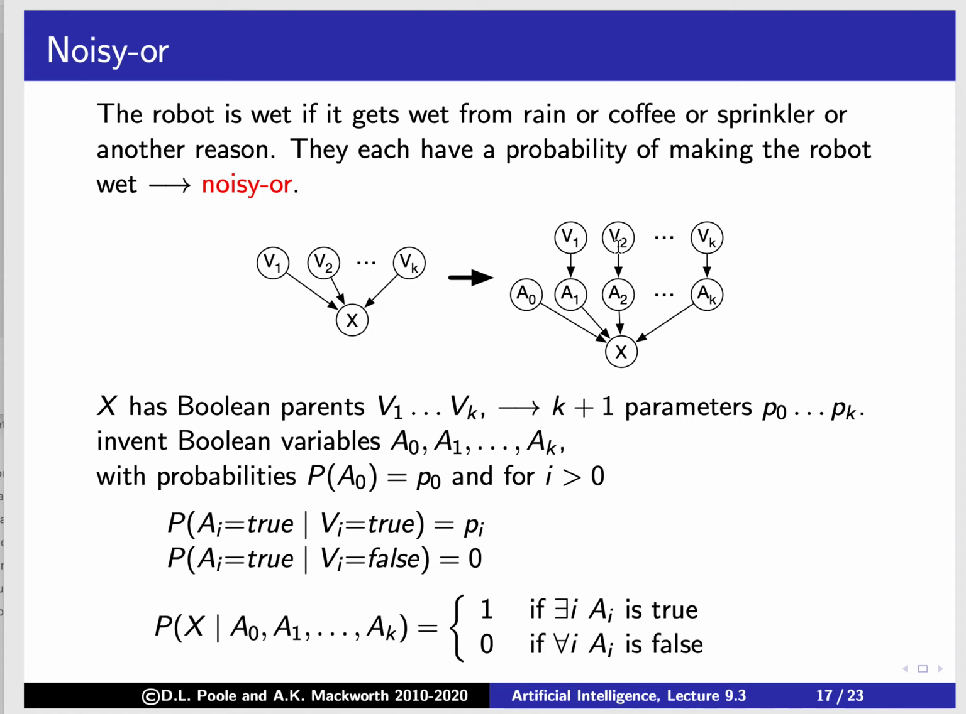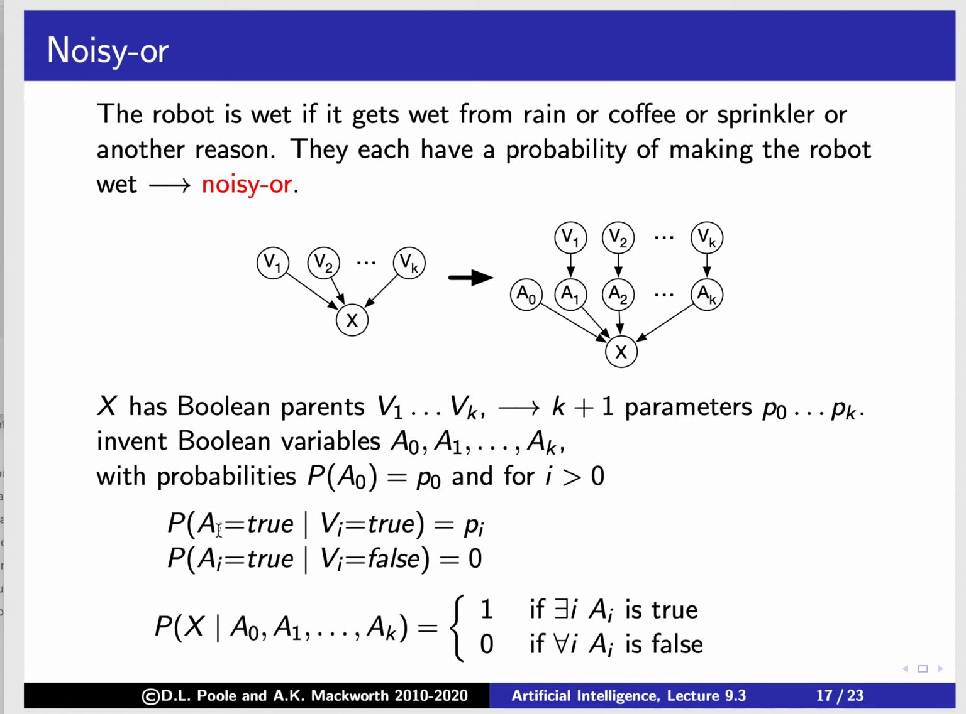And there's a probability that if it has coffee, it's going to get wet by coffee. Okay, that's what's going to happen here. So what happens is we first of all start with X, which has Boolean parents V1 to VK, and there are going to be P0 to PK parameters of this. This is what we're going to represent. And we're going to invent these new variables, A1 to AK, and the probability that A0 is true is just P0. So it's just this parameter here.